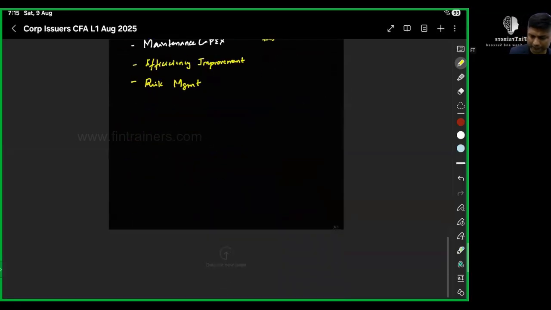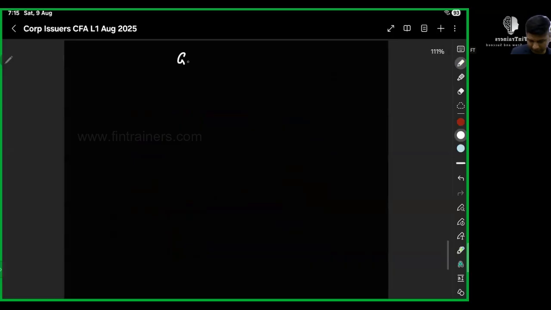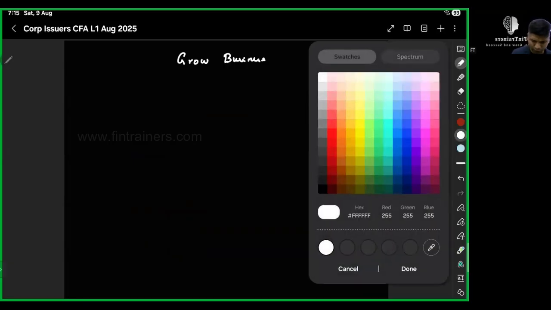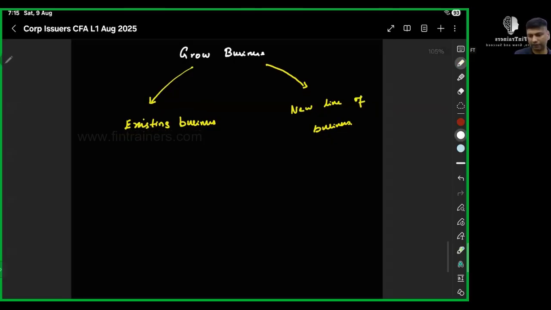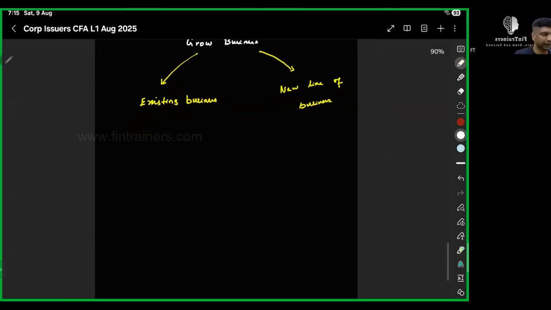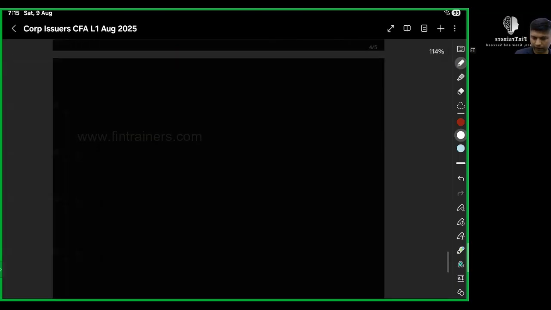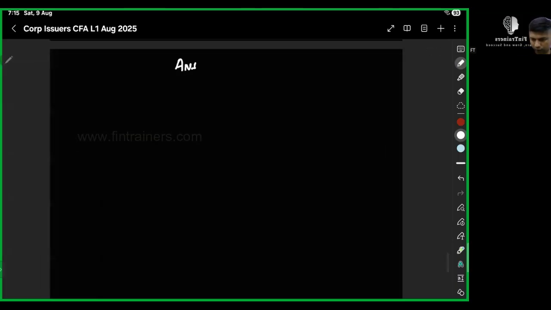Now, going into the grow business side, we will classify this into whether we are investing in new lines of business or if it is an existing business. I can even grow my existing business, or I can enter into a new line of business. Okay. This is not directly given in the curriculum, but oftentimes we use what is called the Ansoff matrix. I think it's probably in your level two, right? So you might have used it in your work, right? This one is a useful tool to think of when we are thinking about expansion, right?